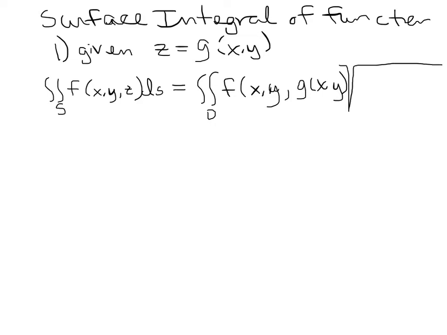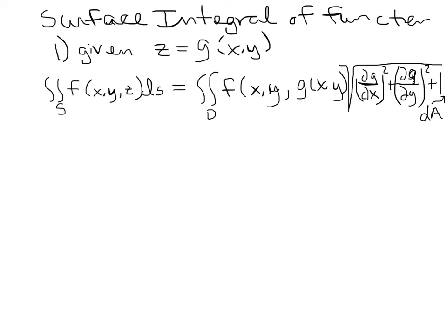So by the square root of the partial of g with respect to x, square it, plus the partial of g with respect to y. So that is a g on top there. And square it plus 1. And then at the very end here, let's include a little dA in there.